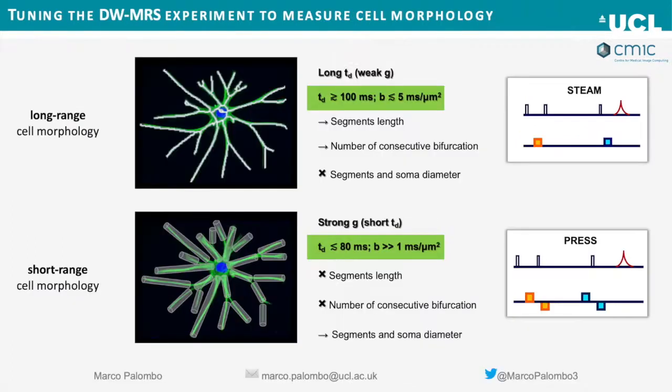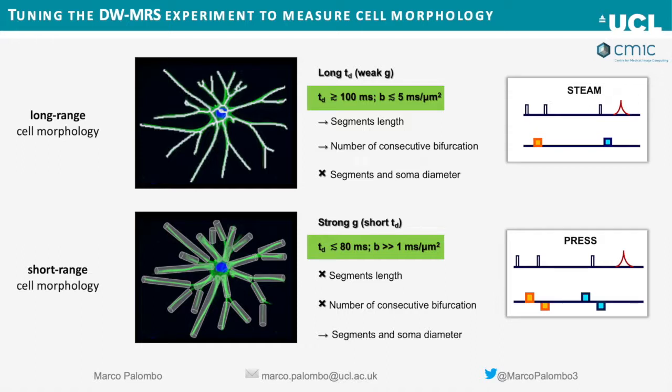So doing so, we can now place numbers to long and short diffusion time, weak and strong gradients. To be more sensitive to long-range features, diffusion times longer than 100 milliseconds and a b-value as small as 5 milliseconds per square micrometer is a good start. For short-range features, diffusion time as short as 80 milliseconds and a b-value much higher than 1 millisecond per square micrometer are recommended.